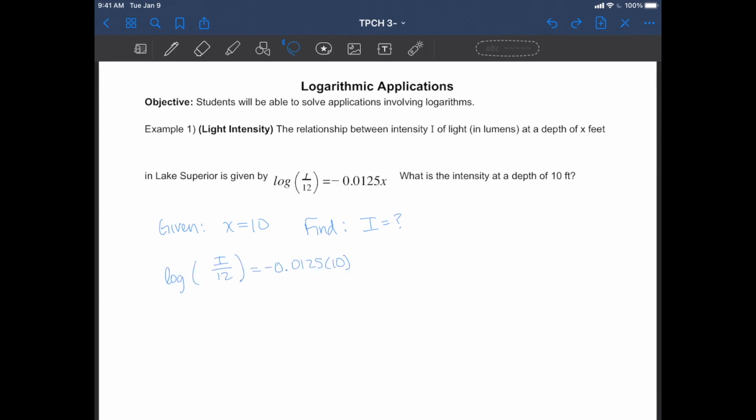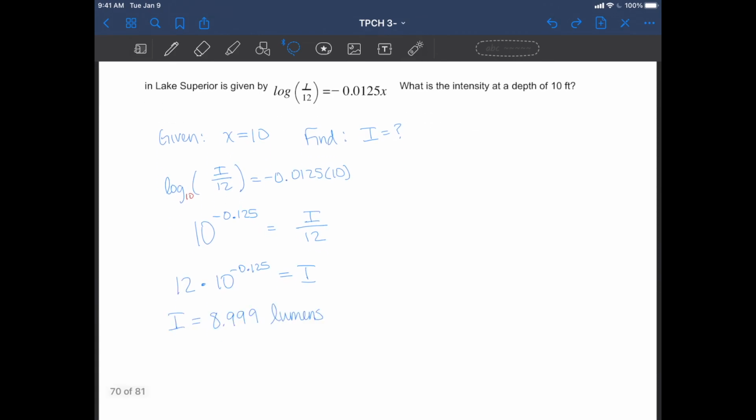So I went ahead and replaced x with 10. And then just remember that if you don't see the base there like this, it's because there's a 10 there. It's log base 10. So I just went ahead and used the exponential form in order to solve for this. So 10 to that power, which I took care of by multiplying by 10 already, equals I over 12. And then I multiply both sides by 12, and then I use my calculator to go ahead and give me the intensity. So I got about 8.999 lumens.